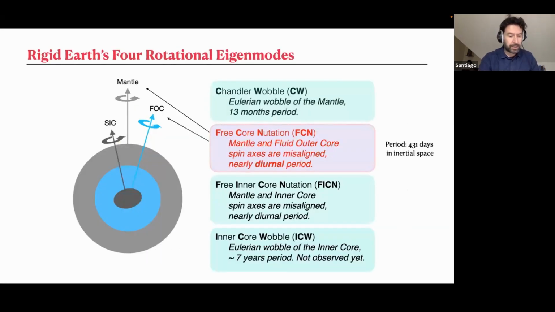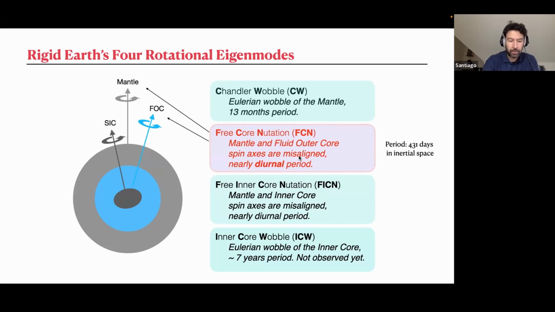Okay, so let's keep going with the rotational eigenmodes. So the core moves almost as if it was a rigid body in rotation. This is an approximation that geodesists use very often. So with that approximation, we can show that the Earth has 4 rotational eigenmodes. The one I want to focus on for a moment is the free core rotation here in red, which is very similar to the flow associated with precession, the one that I just showed, given that the spin axes of the core and mantle are slightly misaligned. The period in inertial space is much shorter for the FCN. It's about 431 days compared to the 26,000 years of precession. And also the amplitude is much smaller.